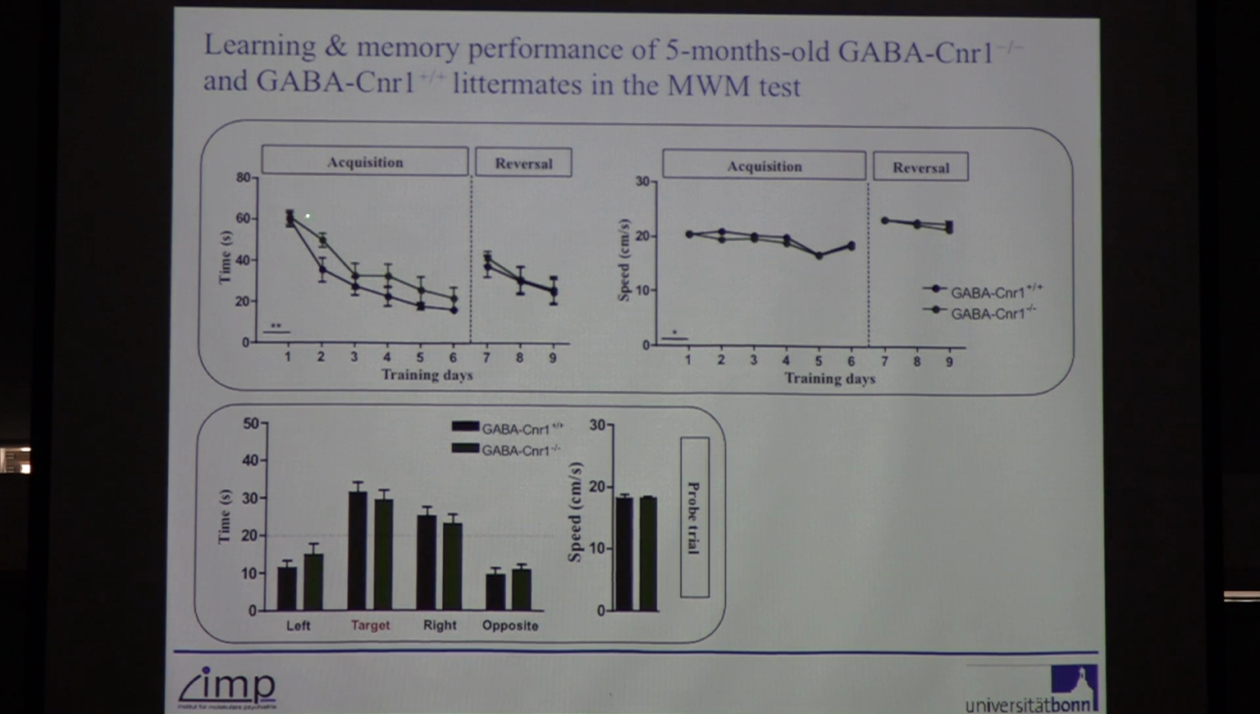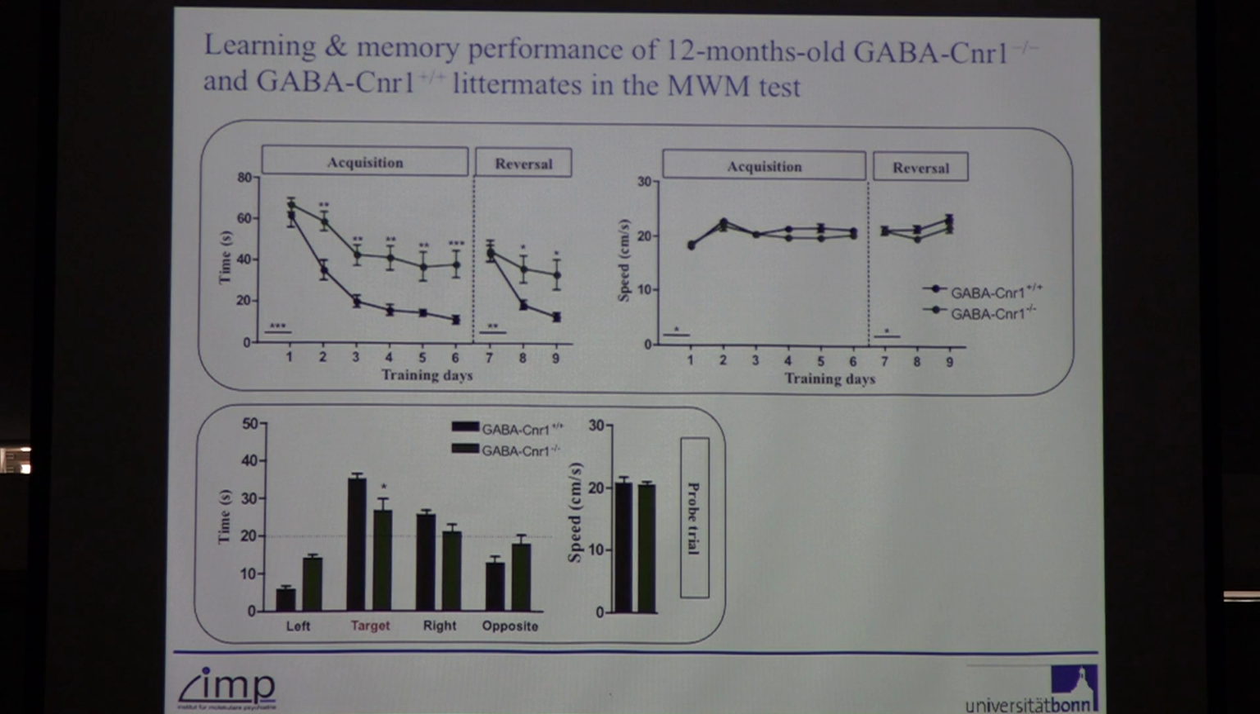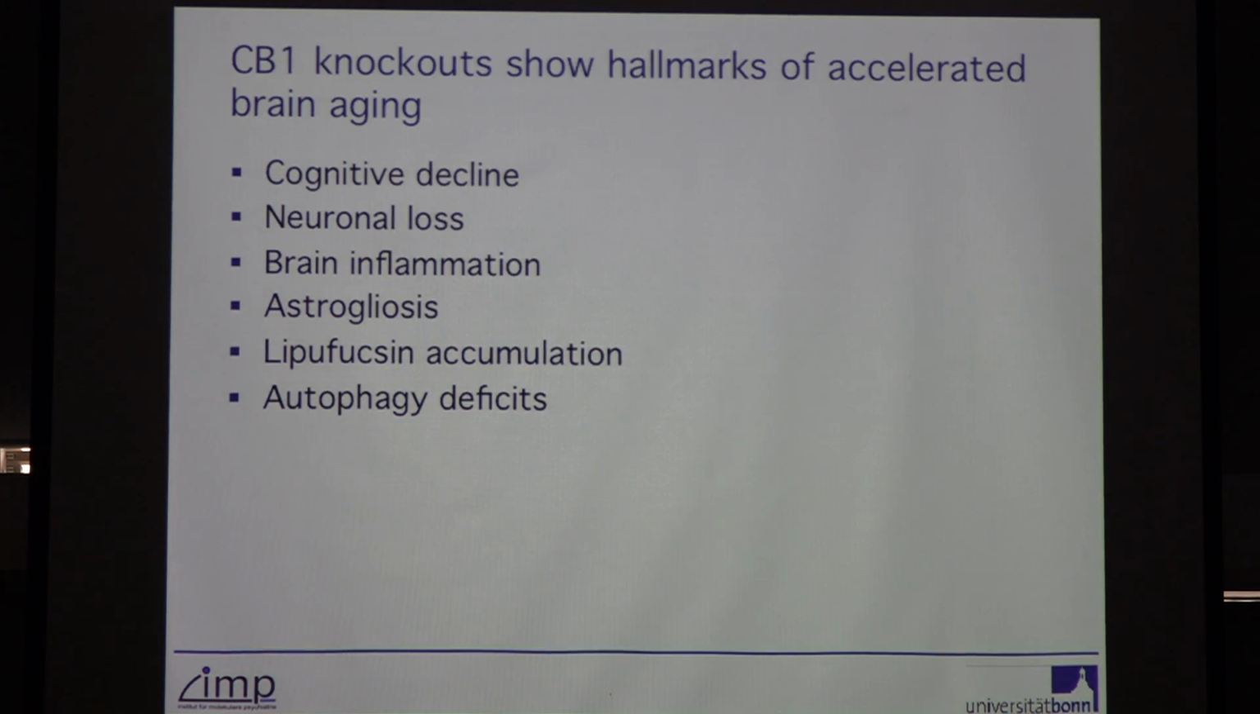This became more pronounced when they were 5-month-old and really different when they were 12-month-old. So in short, we feel that the GABA specific knockouts don't reflect the entire defect that we see in the complete knockout, but many of the age-related changes are reflected there in the GABA knockout mice. So we feel that they are more important.